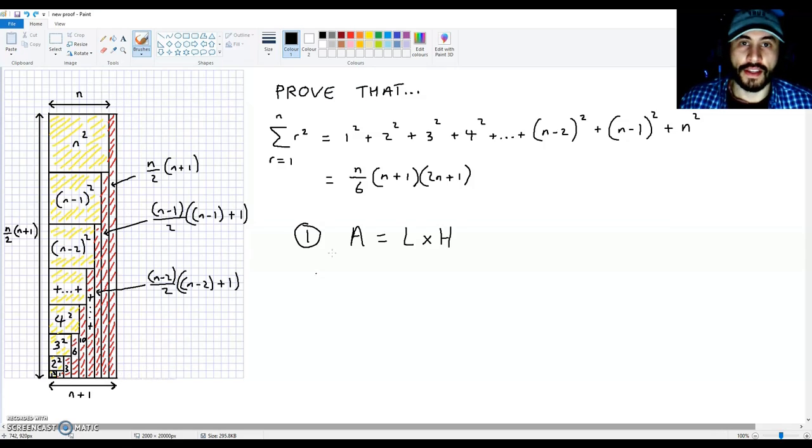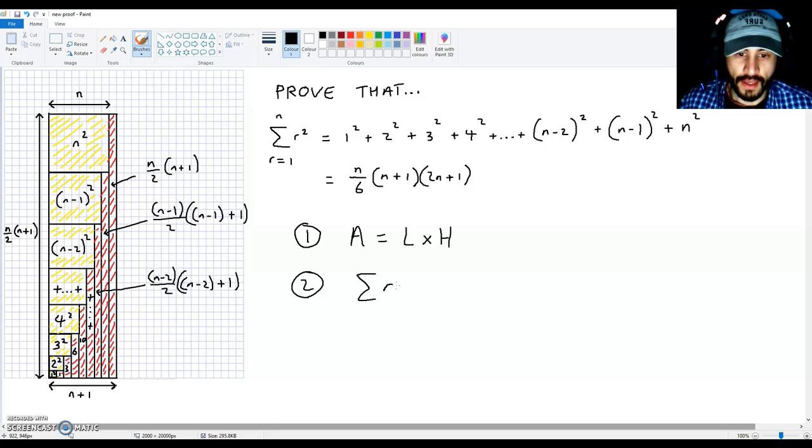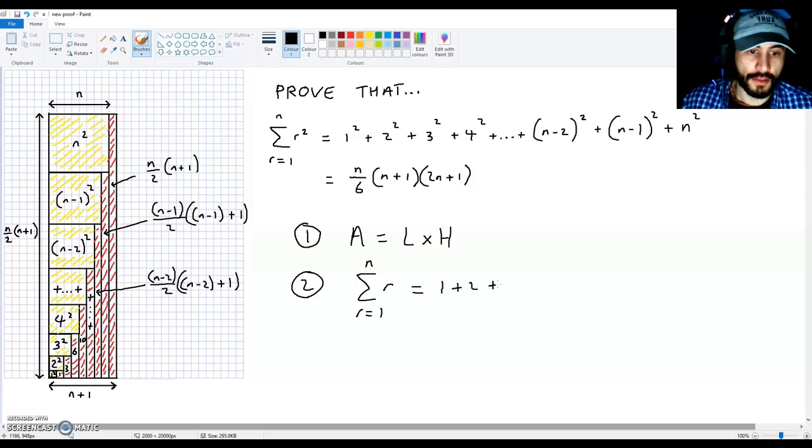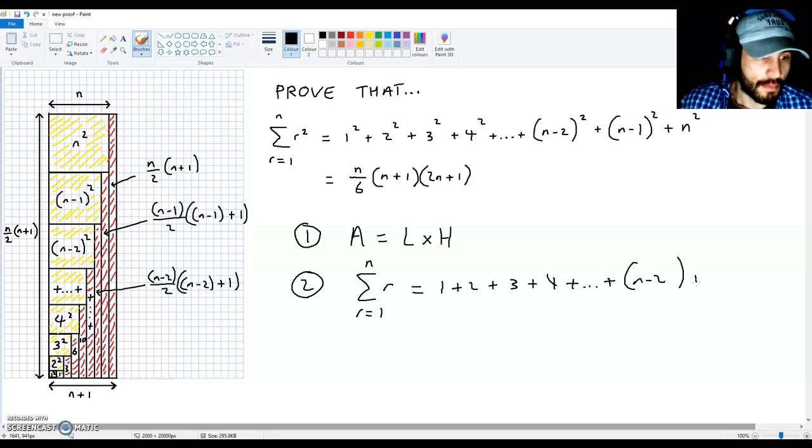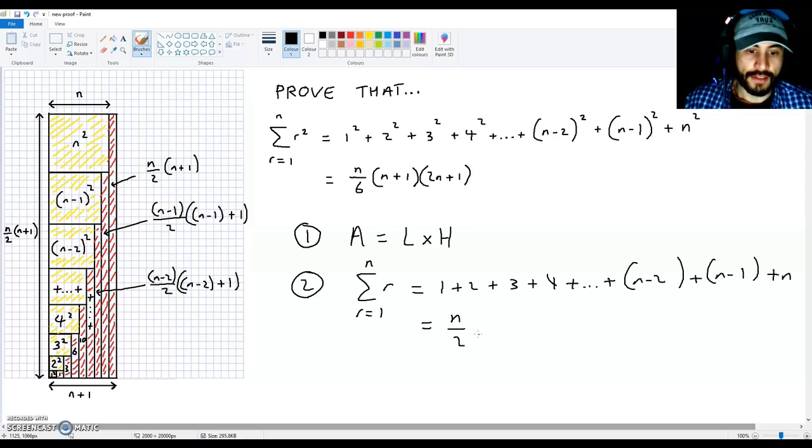The second thing you need to know is that when you have the sum of all the natural numbers up to n, which is the number of terms, that is 1 plus 2 plus 3 plus 4 plus ... plus n minus 2 plus n minus 1 plus n, you end up with n/2 multiplied by n+1. This is vital.